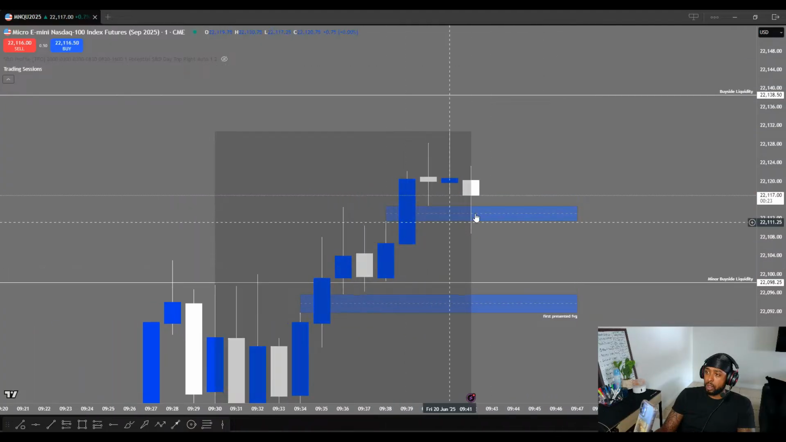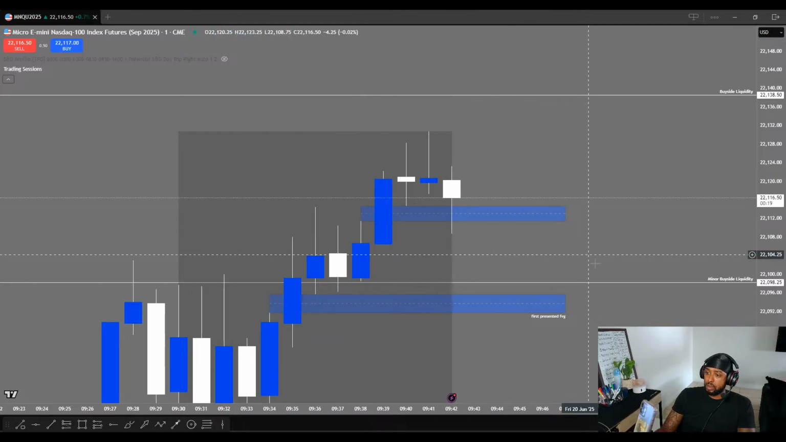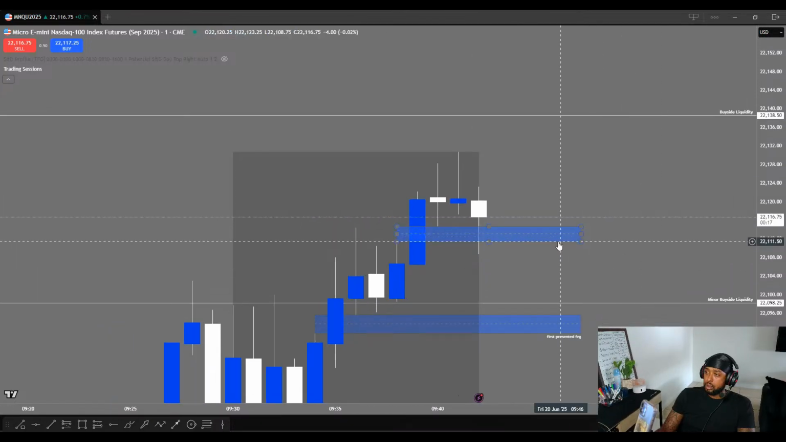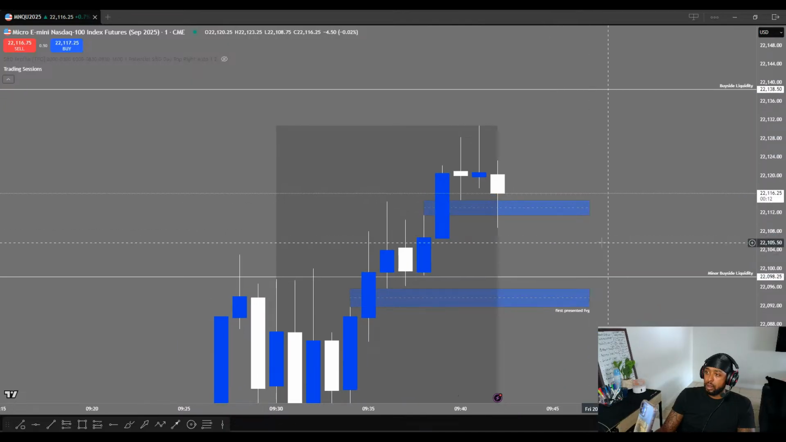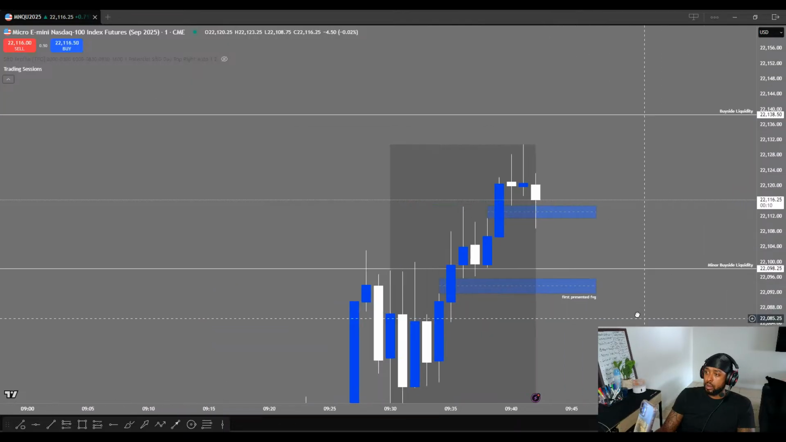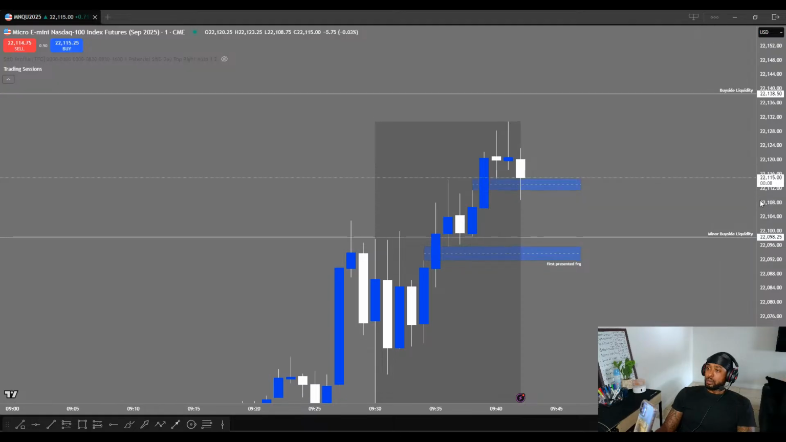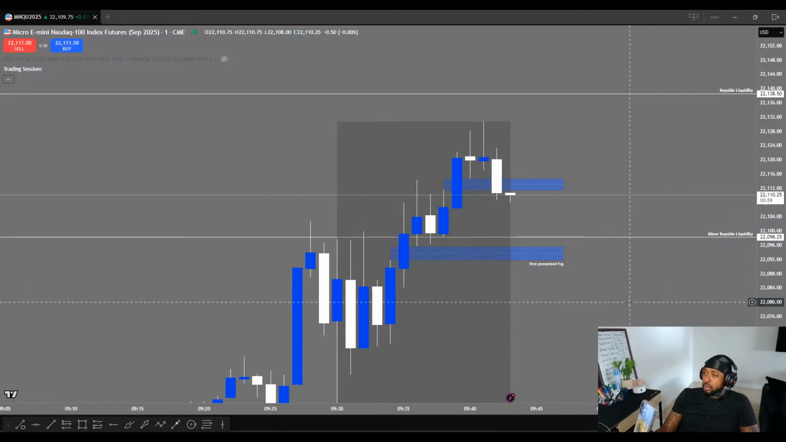So it came into this order block. An order block that comes into another order block, it's a propulsion. So let's see if it expands here. We've got the macro about to start in 8 minutes.